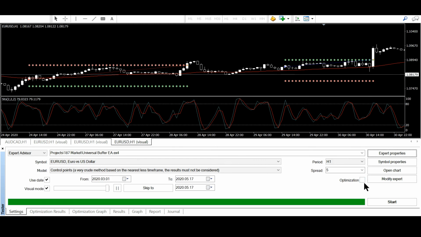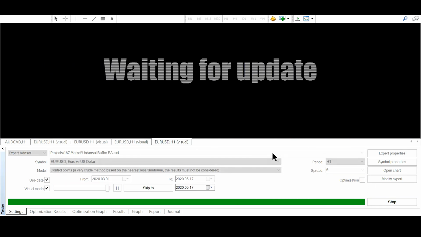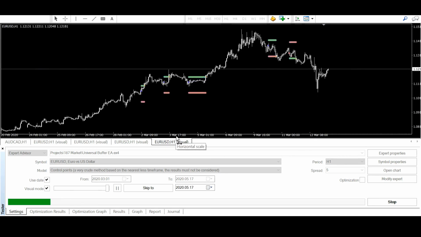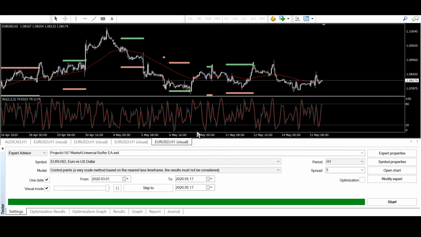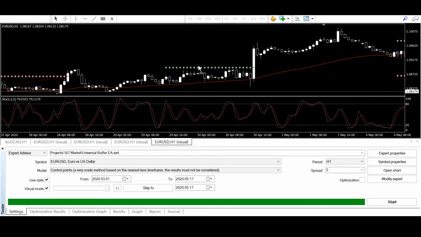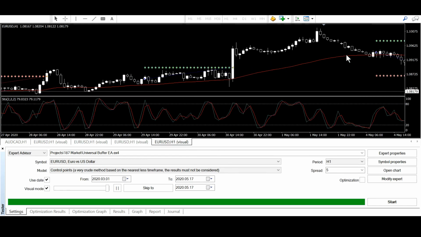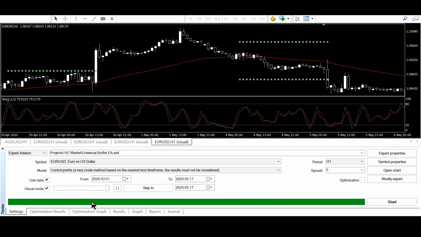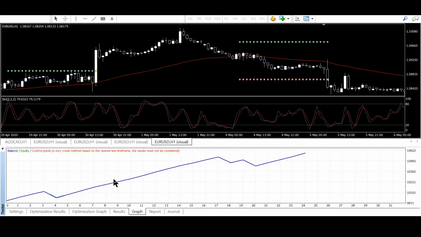And press OK. Now I want to take another look, and yes, here you see the optimized strategy, and the results look much better now.